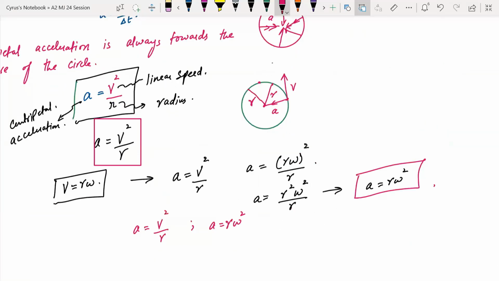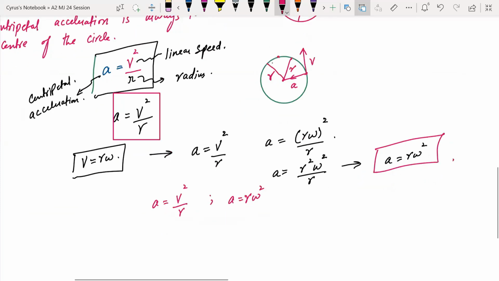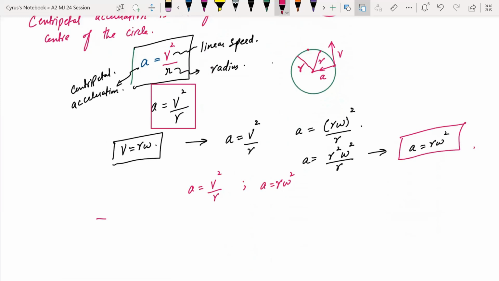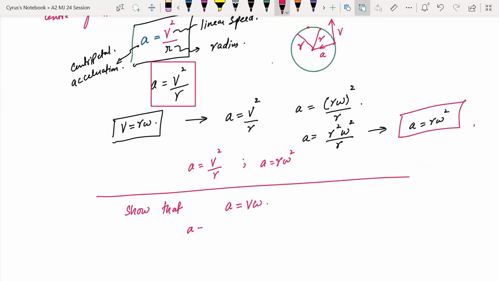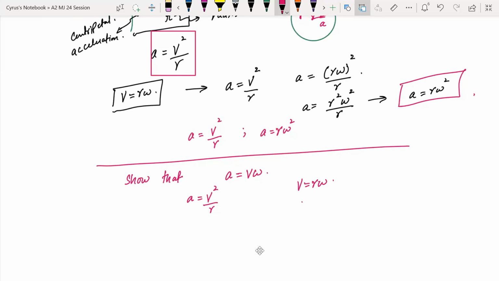A is equal to V square over R and A is equal to R omega square. ये दो important formulas हैं. एक और चीज वो आपसे पूछ सकता है, right? और वो ये चीज पूछ सकता है that show that A is equal to V omega. We can use the formula A is equal to V square over R for this, right? आप इसको यूज करके शो करें that A is equal to V omega. ठीक है, आप इसके अंदर V is equal to R omega पुट कर दें. उसके बाद ठीक है, अगर आप R को सब्जेक्ट बना लें, this becomes V over omega, क्योंकि हमने R को एलिमिनेट करना है.